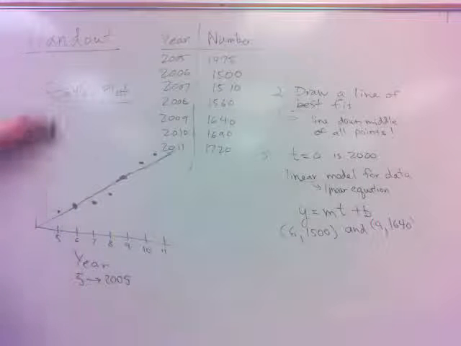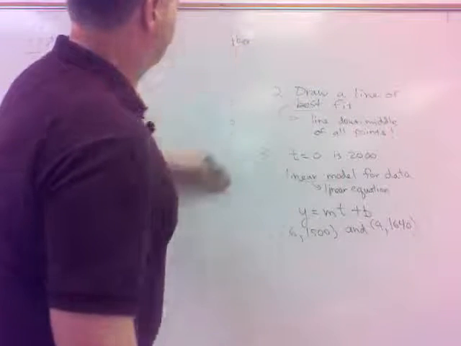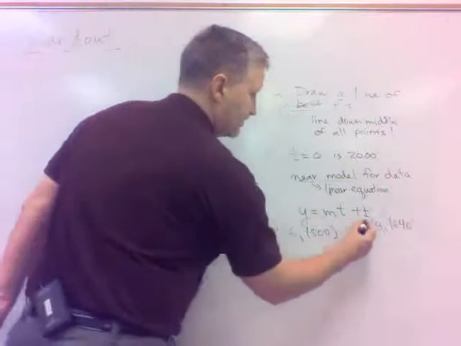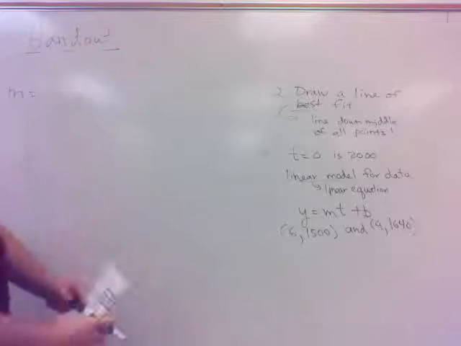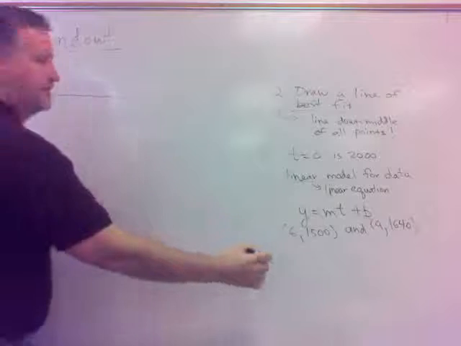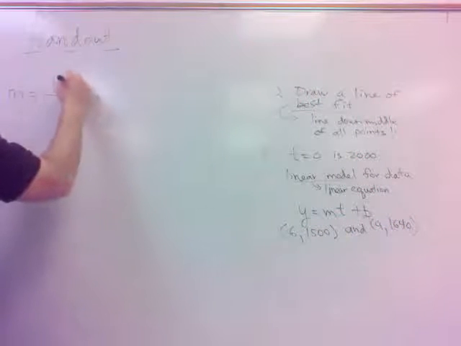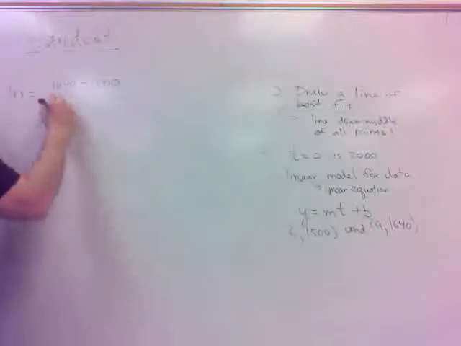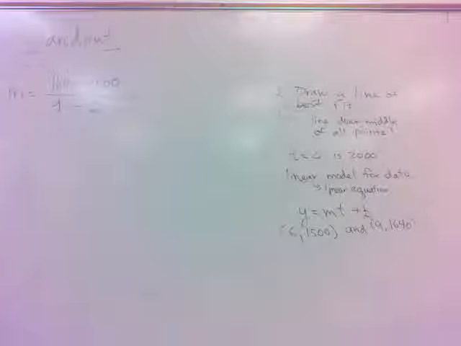All right. So how do we do that? Well, first of all, I need to know two things. I need to know the m, and I need to know the b. To find the m, it's going to be the difference of the y's over the difference of the x's, or t's in this case. Yeah, use the slope formula. Take the difference of the y's, 1640 minus 1,500, and divide that by the difference of the t's. Subtract the y's, subtract the t's.